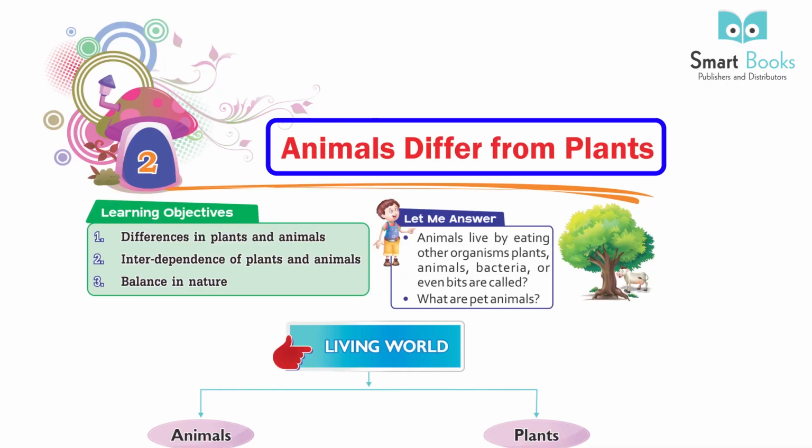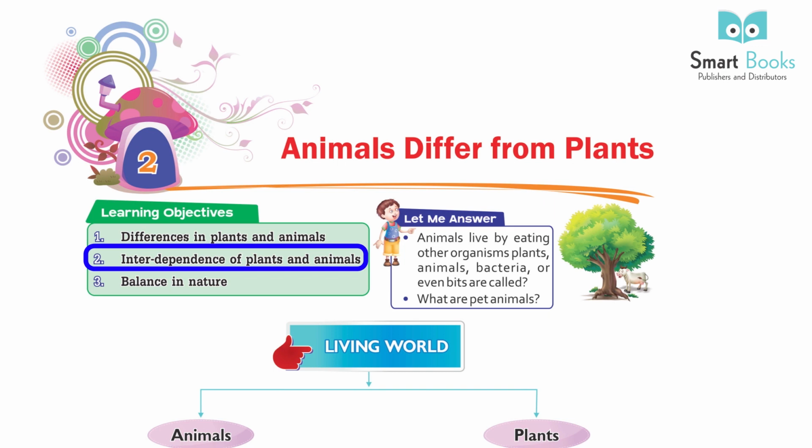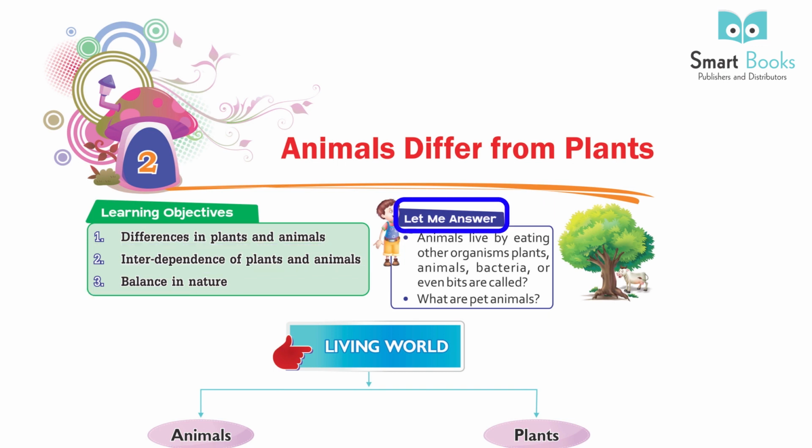Chapter 2. Animals differ from plants. Learning objectives: 1. Differences in plants and animals. 2. Interdependence of plants and animals. 3. Balance in nature.